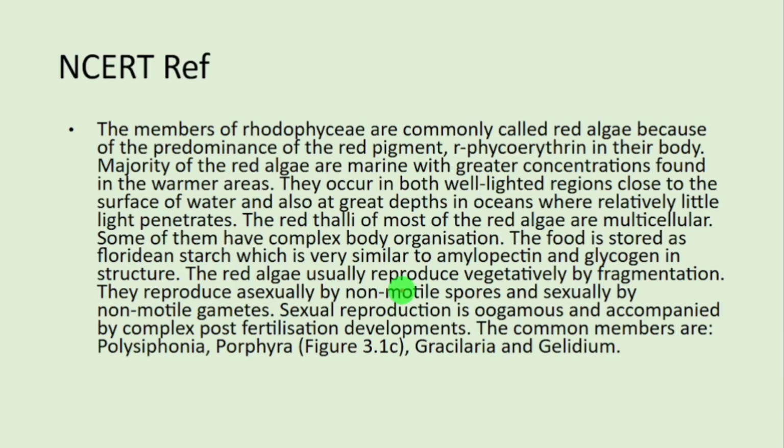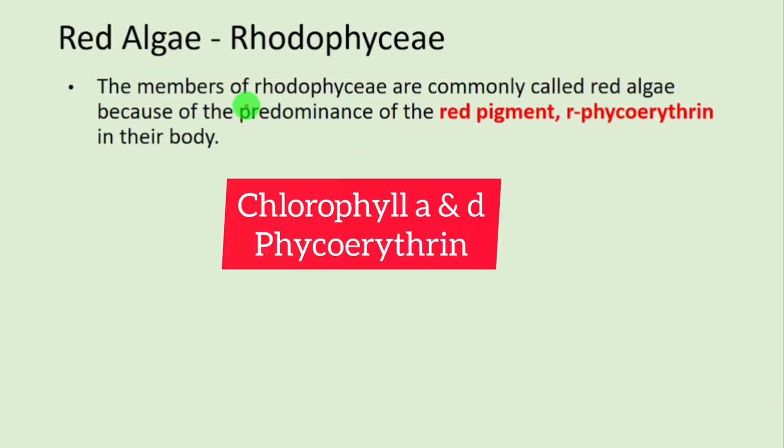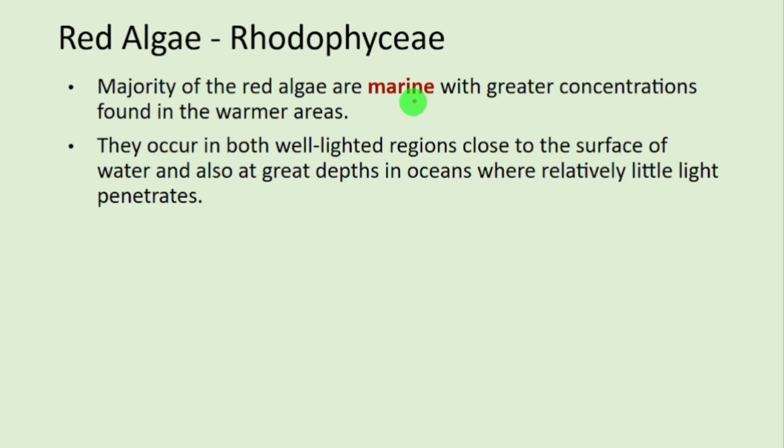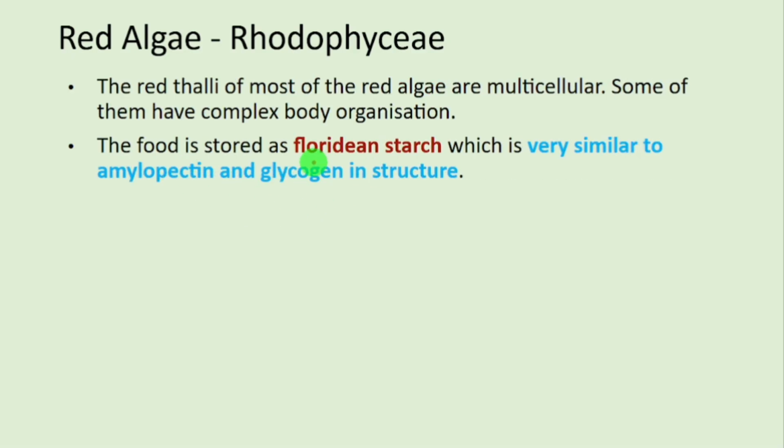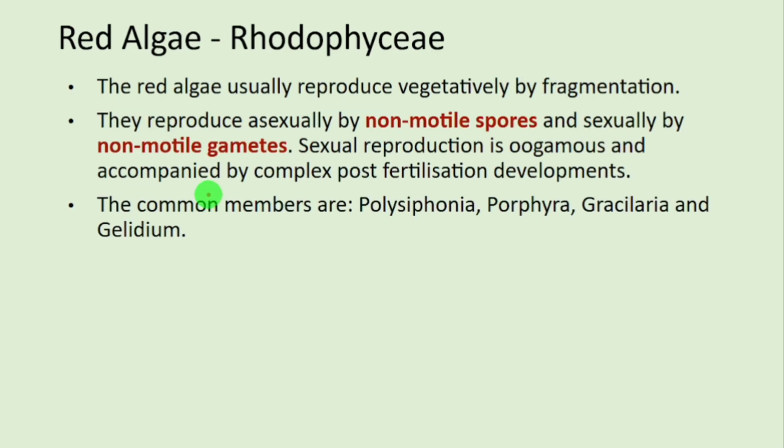And then finally, red algae. It is red because of red pigment, phycoerythrin. So this erythro word will help you to remember this is red pigment. They are marine. Now they can occur on the surface as well as in great depth. Now the red pigment is able to capture that light, that relatively little light that penetrates in great depth in the oceans. The food is stored as Floridean starch, which is very similar to amylopectin and glycogen in structure. So it is highly branched.